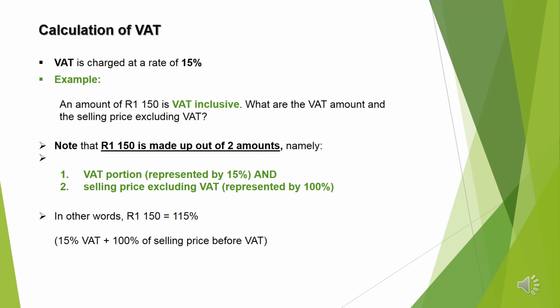If you are given an amount inclusive of VAT, for example 1,150 Rand, you could also calculate the VAT amount. It is important to note that the 1,150 Rand includes the VAT amount of 15% and the amount excluding VAT represented by 100% of the original amount. In other words, 100% of the amount excluding VAT plus 15% VAT equals 115% as the amount inclusive of VAT.